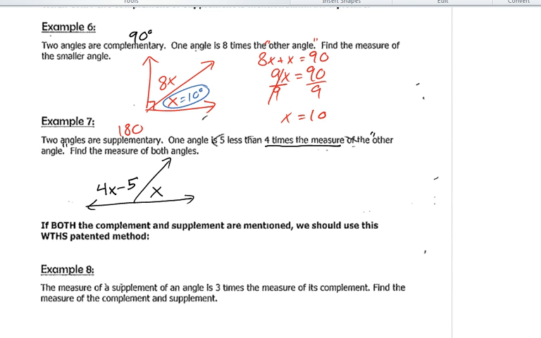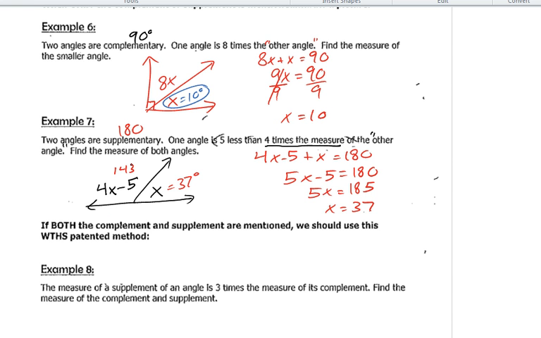So now we can go ahead and set up an equation. 4x minus 5 plus x equals 180. 5x minus 5 equals 180. 5x equals 185. So x, if you divide both sides by 5, is going to get you 37. So there's x. That gives us this angle. Plug it in for your other angle, so 4 times 37 minus your 5 is going to get you 143 degrees. Or you could have done 180 minus 37. Both work.